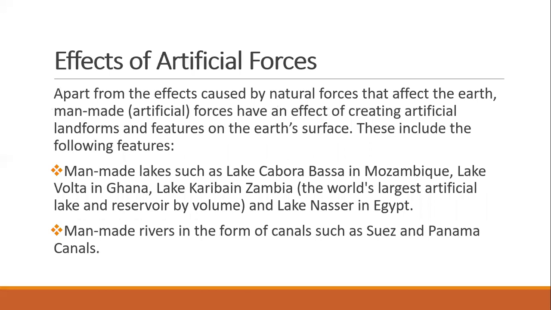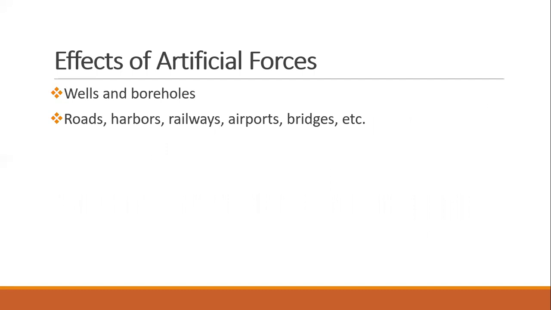Apart from the effects caused by the artificial forces that affect the earth, man-made forces have an effect in creating artificial landforms and features on the Earth's surface. These include man-made lakes such as Lake Cahora Bassa in Mozambique, Lake Volta in Ghana, Lake Kariba in Zambia, which is the world's largest artificial lake and reservoir by volume, and Lake Nasser in Egypt. Man-made rivers in the form of canals such as the Suez and Panama canals. The other features are wells and boreholes, roads, harbors, railways, airports, and bridges, etc.